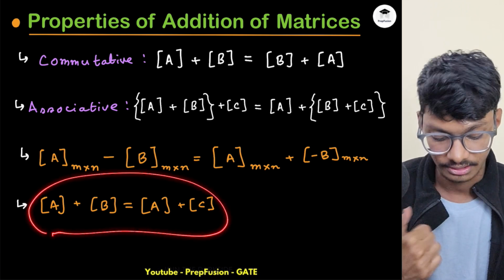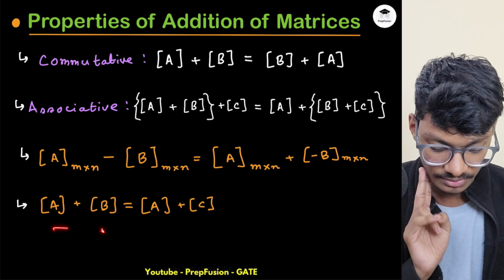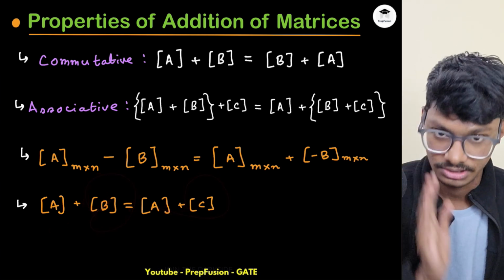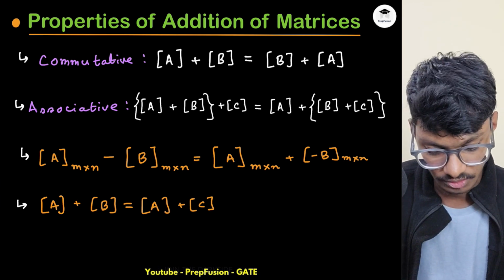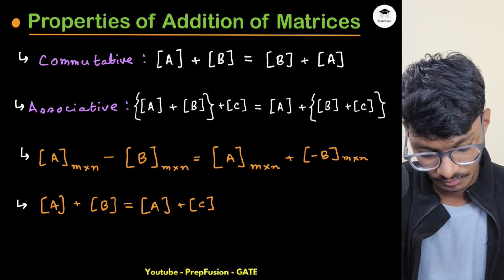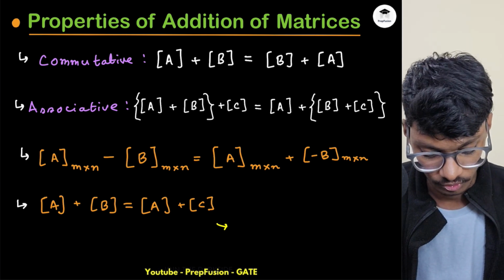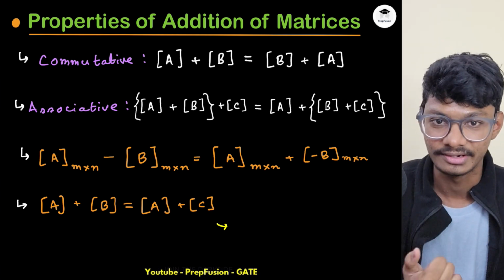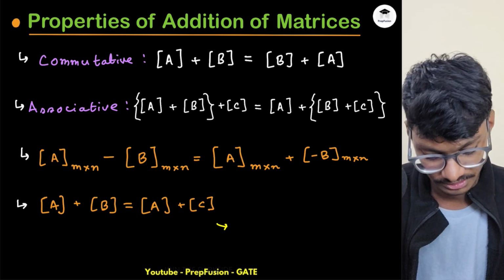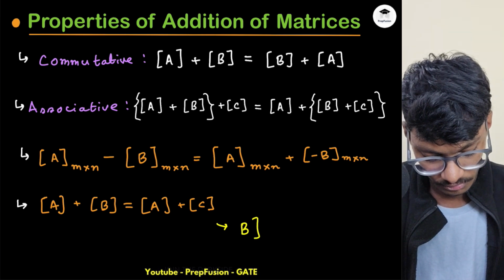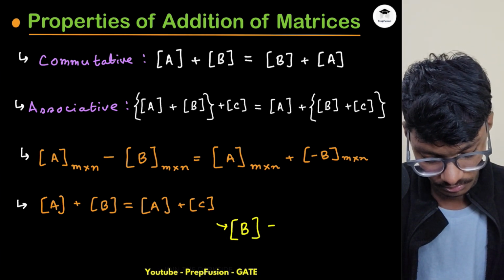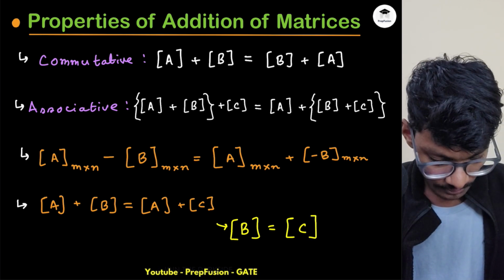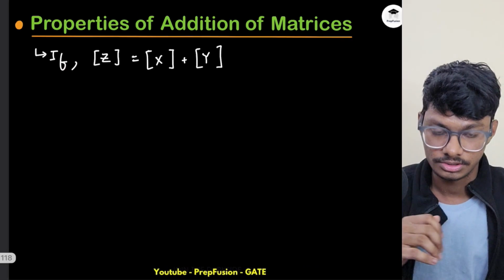Then this thing, what does this mean? If A plus B equals A plus C, that means my B is equal to C. Okay, very important property. Basically, I can cancel A on both sides. Just like simple addition. So addition is always simple, but with multiplication and division, things get complex. B equals C.